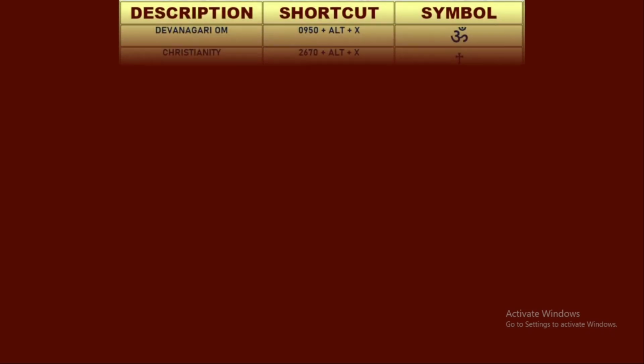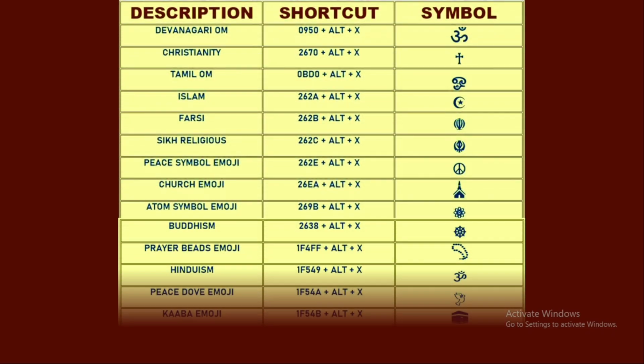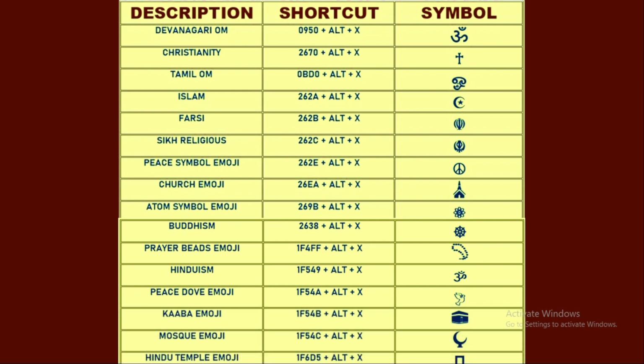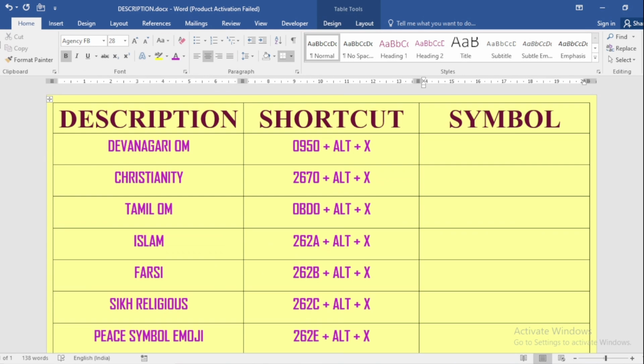In this video, we will show you how to add symbols using alt code shortcuts to add religious symbols. So let's start the video. First of all, let's prepare Devanagari Om.